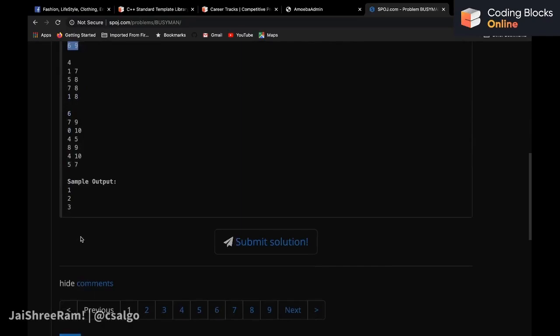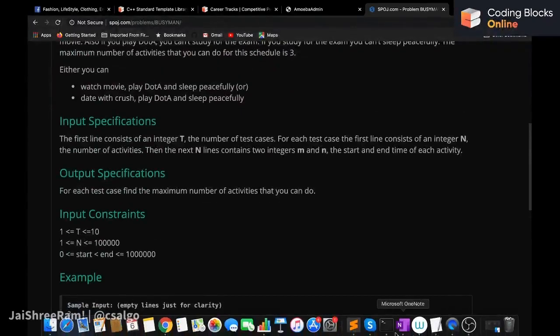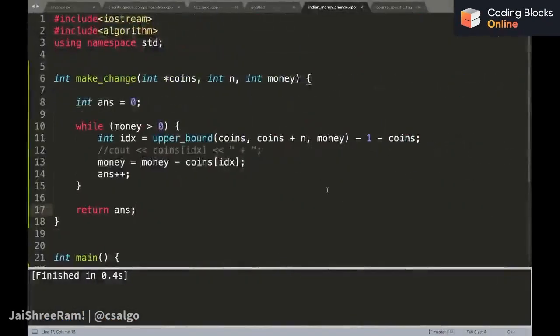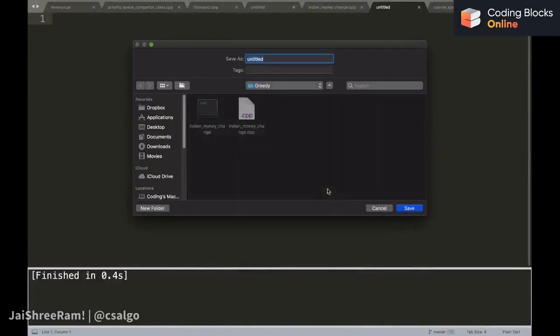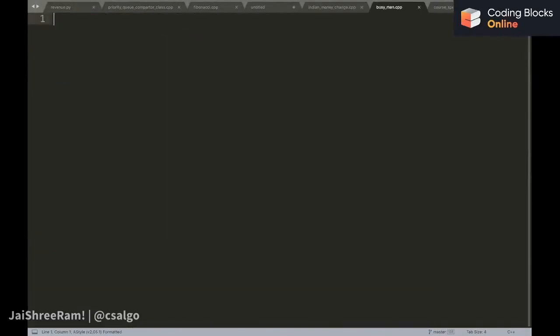Okay, so let's jump into the code editor. So the problem is busy man.